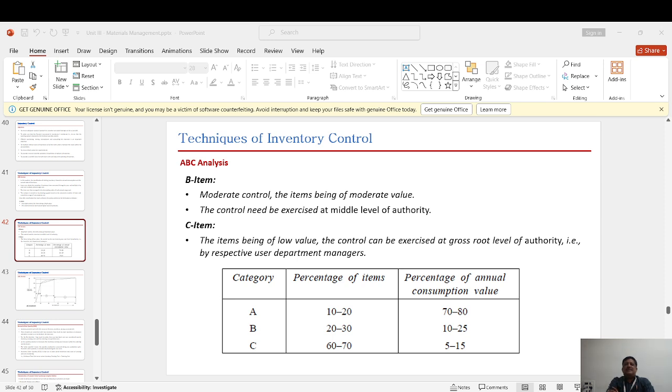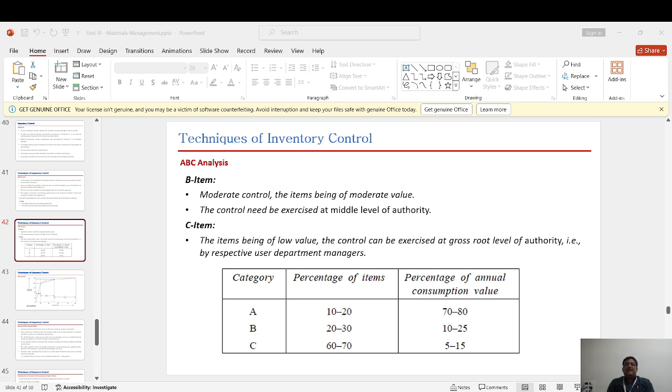For the first decision, how much to order, two basic costs are considered, namely inventory carrying cost and the ordering or acquisition cost. As the quantity ordered is increased, inventory carrying cost increases while ordering cost decreases.